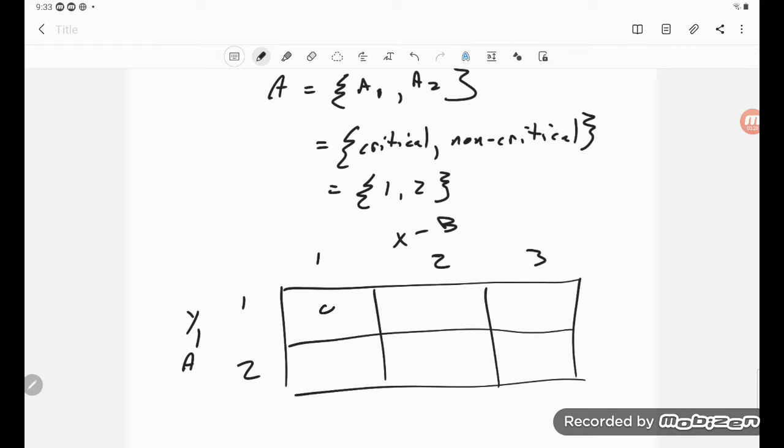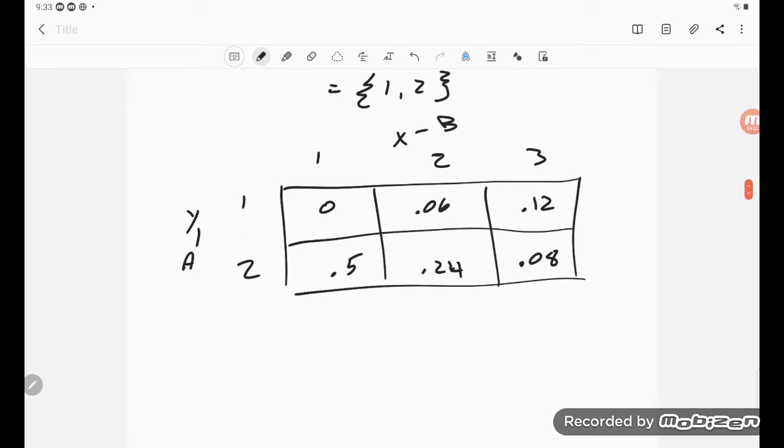And so they say, well, 0 probability there, 0.06, 0.12, 0.08, 0.24, and 0.5. And I check real quickly, there's 0.5, 0.06 and 0.24 is 0.3, so that's 0.8 total, and 0.12 and 0.08 is 0.2. That makes a total of 1.